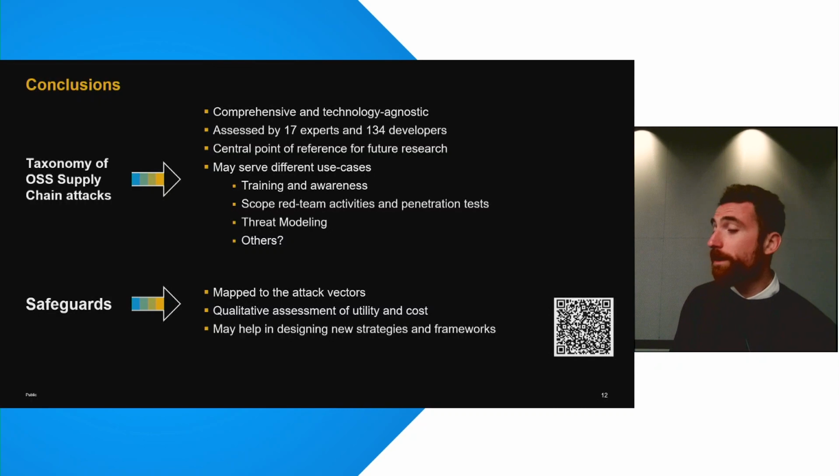So to conclude, our work proposes a taxonomy of open source software supply chain attacks, which is available online and was assessed by experts and developers. We hope that this can create a central point of reference and aid for future research, and that it might serve different use cases.